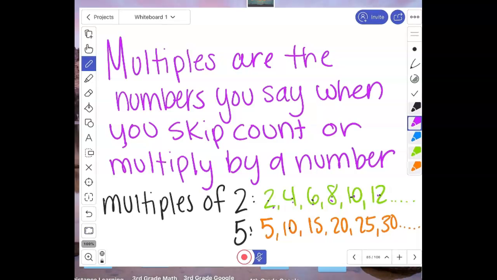It's an infinite list because our number system is infinite. It keeps going. So I can keep counting by 2 forever, and all of those numbers would be considered multiples of 2. I also know my multiples of 5 are 5, 10, 15, 20, 25, 30, 35, 40, 45, 50, 55, 60, so on and so on forever and ever. So those are the numbers that I say when I skip count by 5. They're also the numbers that I get when I multiply by 5. 5 times 1 is 5, 5 times 2 is 10, 5 times 3 is 15, times 4 is 20, times 5 is 25, times 6 is 30, and so on.